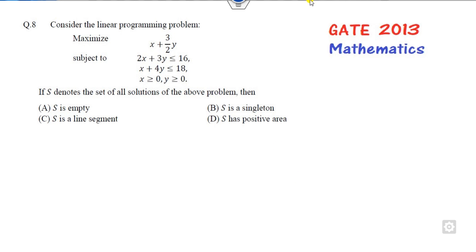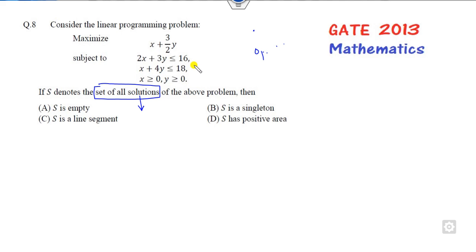So first of all, I already told you many times you have to read the statement very carefully. What is given to you: consider the linear programming problem, and S denotes the set of all the solutions of the above problem. It means they are talking only about the solutions. Are they talking about the feasible solution? No. Are they talking about the optimal solution? No. So that's a very simple answer.